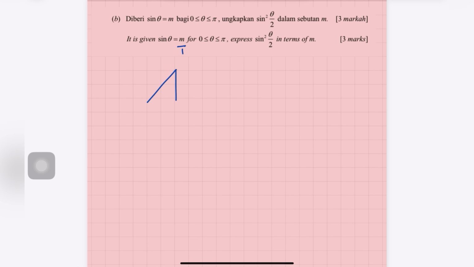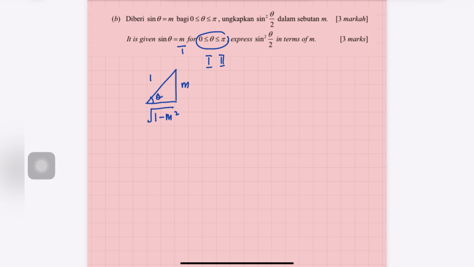So this one is angle theta. Sine is opposite over hypotenuse, so opposite is M, hypotenuse is 1. To find adjacent, Pythagoras theorem: square root of 1 squared minus M squared. Okay, then theta from 0 to pi is in quadrant 1 and quadrant 2. Sine in quadrant 1 and quadrant 2 is positive.